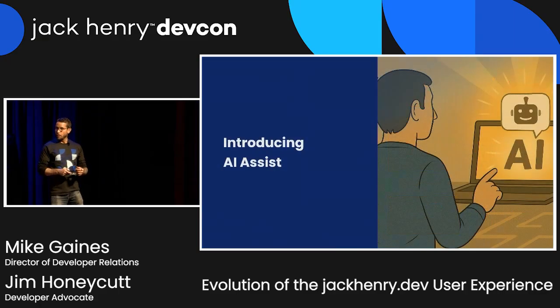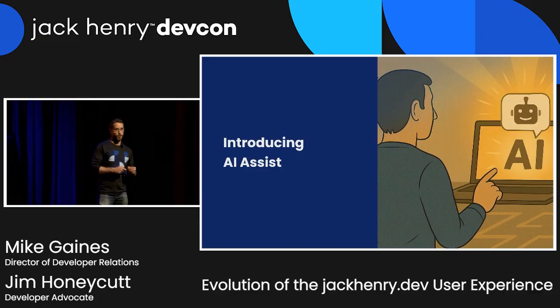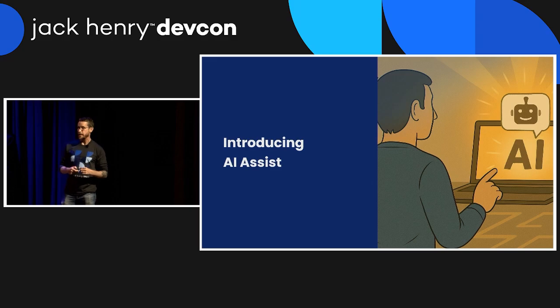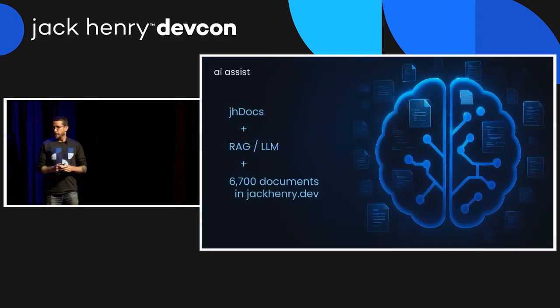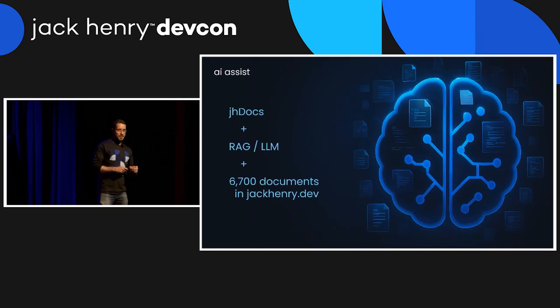And so what we decided at that point in time was that we were going to start working on an AI Assist feature. And so we're very happy today to announce AI Assist is now available on jackhenry.dev and all of these documentation sites that's been turned on. So whenever you search in any jackhenry.dev site now, you're getting back both AI Assist results with the search results as well, with the keyword search results too.